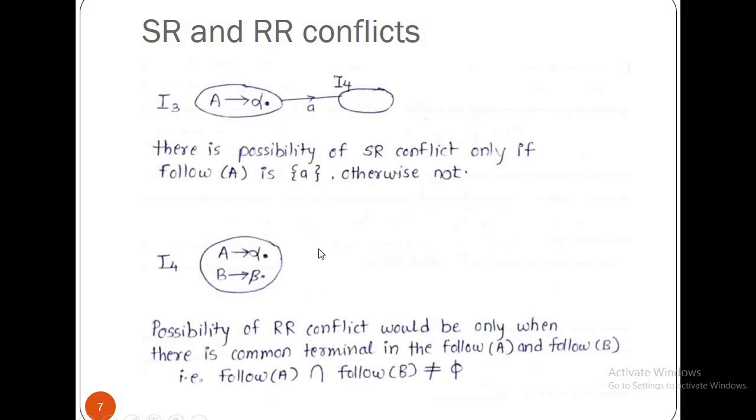The same is applicable for the reduce-reduce kind of conflict. If this is the diagram which we are supposed to take into consideration in this state I4, specifically these are the rules: A gives alpha dot and B gives beta dot. Then there is a possibility of an RR conflict only when there is a common terminal in the follow of A and follow of B. If there is no common terminal between follow of A and follow of B, there will not be any possibility of an RR conflict. So this is how it reduces the probability of SR and RR kind of conflicts in using the SLR1 parser.